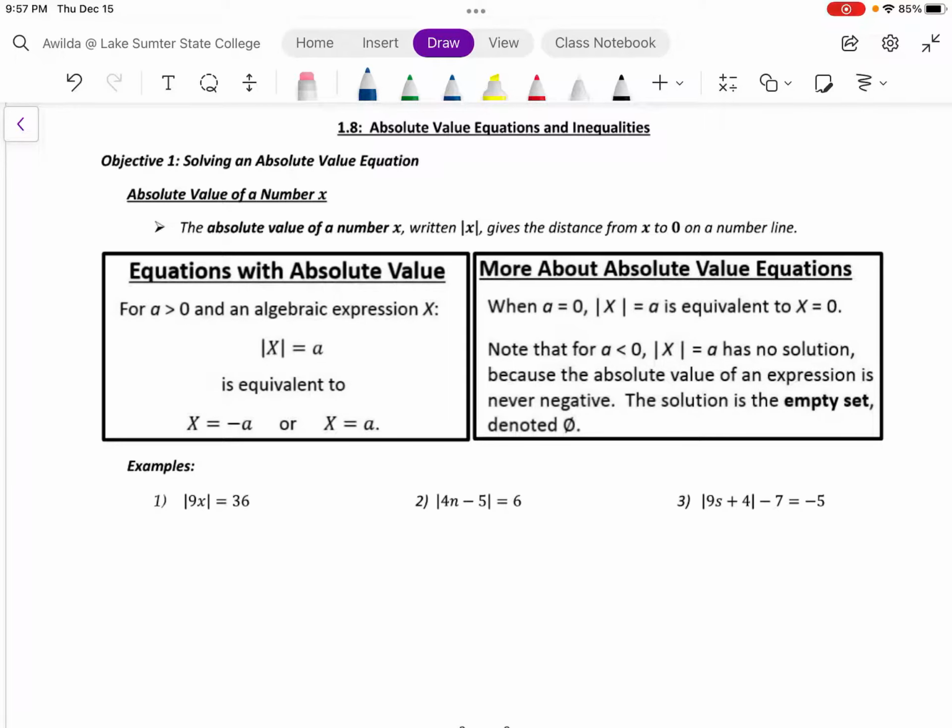In section 1.8, we're going to look at absolute value equations and inequalities. We start our discussion by talking about the definition of the absolute value of a number x, which we write as x enclosed in two vertical segments. It is defined as the distance from x to 0 on a number line. For example, if I were to say that the absolute value of x is equal to 5, that means that x is a number that is 5 units away from 0 on the number line.